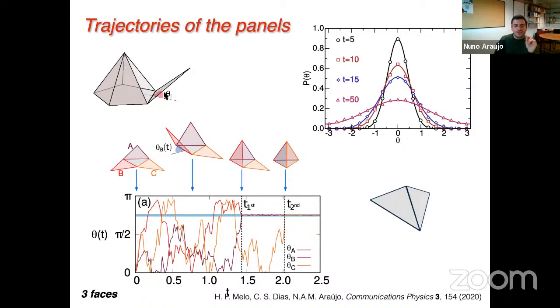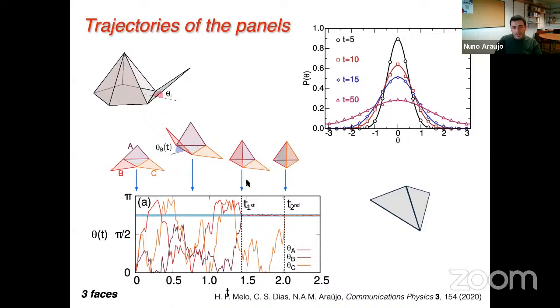So what we have is that each face is doing a random walk in the space of the angles with a certain diffusion coefficient that depends on the properties of the faces. But it's a random walk and is confined, because the angle can only take values between 0, that corresponds to an open structure, and pi, that corresponds to the faces closed in the opposite direction. When you look at the time series of these angles, here 3 different colors corresponding to the faces A, B, and C, what you see is this random motion, and you have 2 closing events.